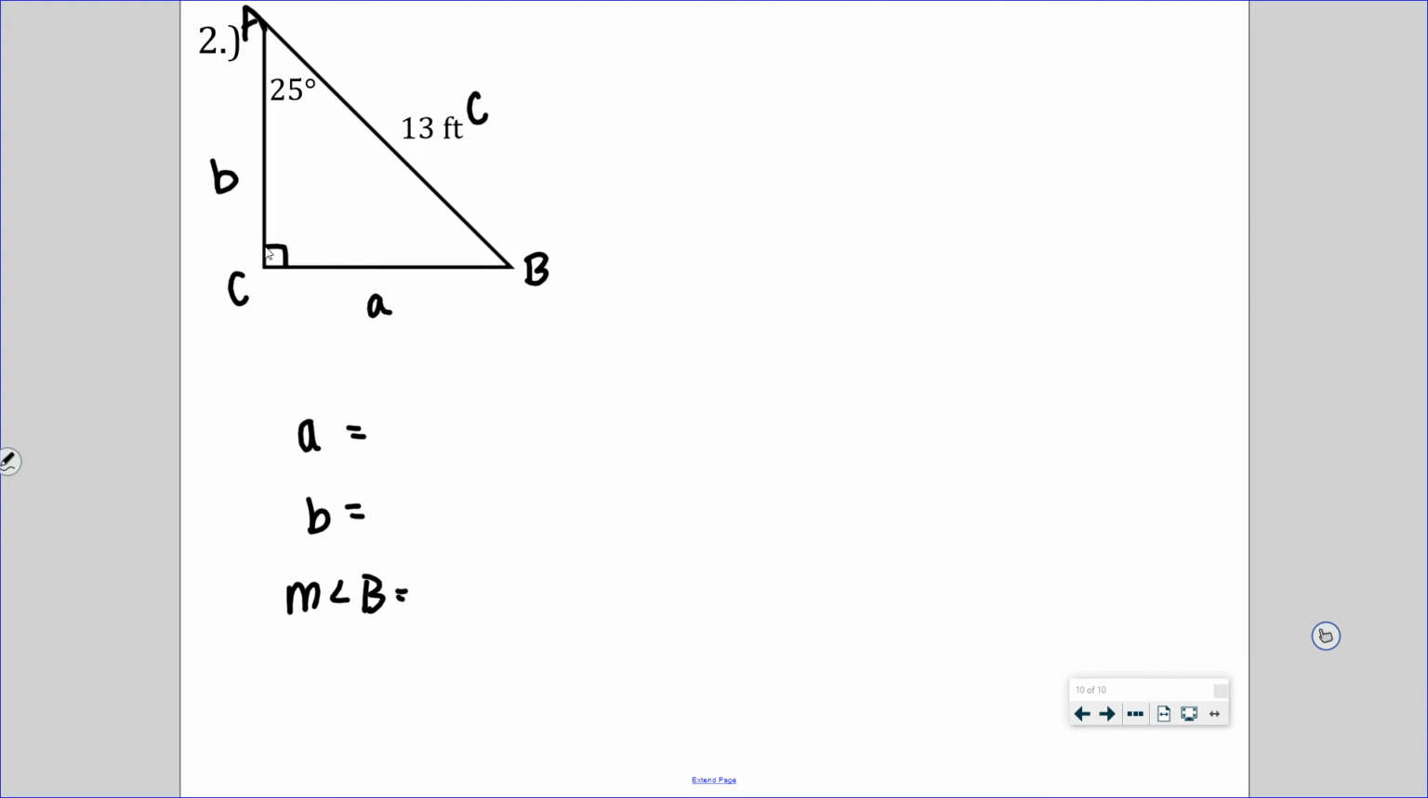This time, what would be the easiest to find right away? Angle B. Angle B, for sure. These have to total up 180. I mean, you could just do 90 minus 25 also, right? Because these two have to total 90, if this one's a right angle. All right, so 65 degrees.